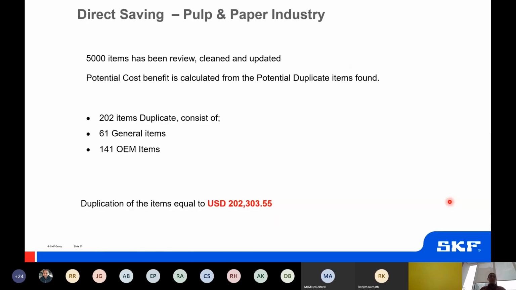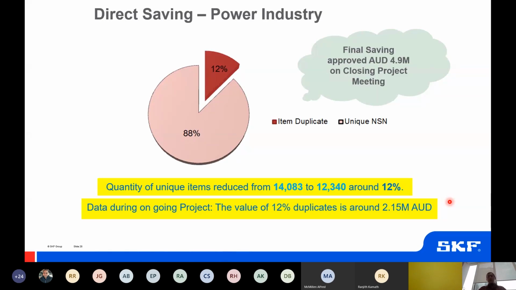And this is another benefit from a different industry, pulp and paper. So still we found, even though only 5,000 items, a direct saving of up to 200,000. And then this is another example of how material master data improvement can give you a way to get direct savings. This is another from the power industry. Of course, the numbers here for the power industry are disclosed and approved by the customer itself.